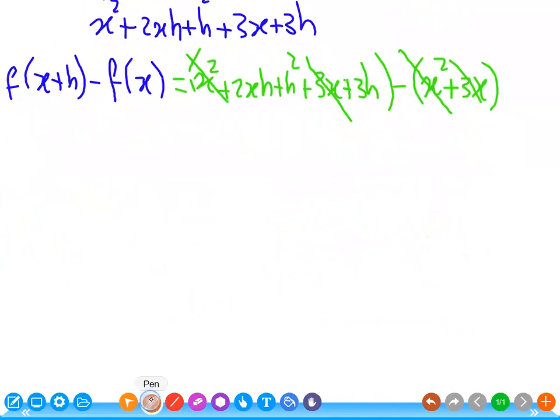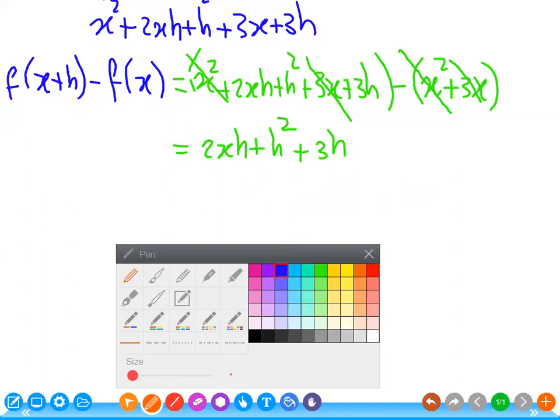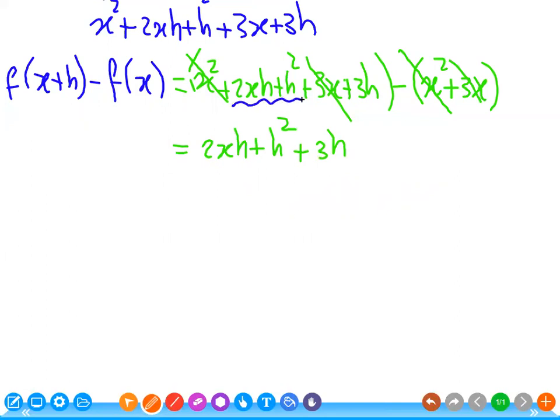So finally, let's take it here. As a conclusion, we have 2xh plus h squared plus 3h. That's what remained from the simplification by subtraction. Now we evaluate the last part. Now we are ready for the limit as h approaches 0.